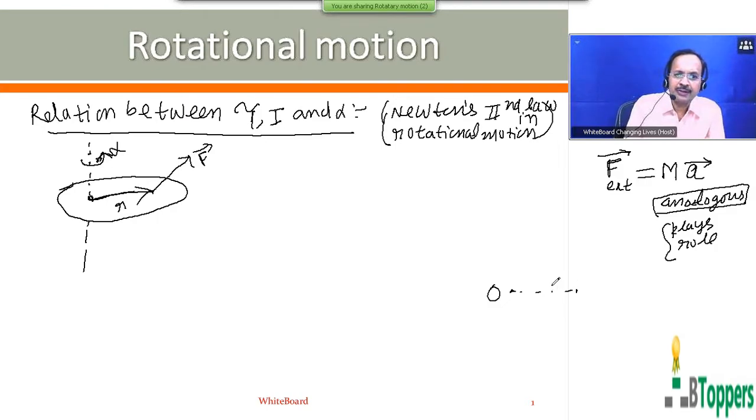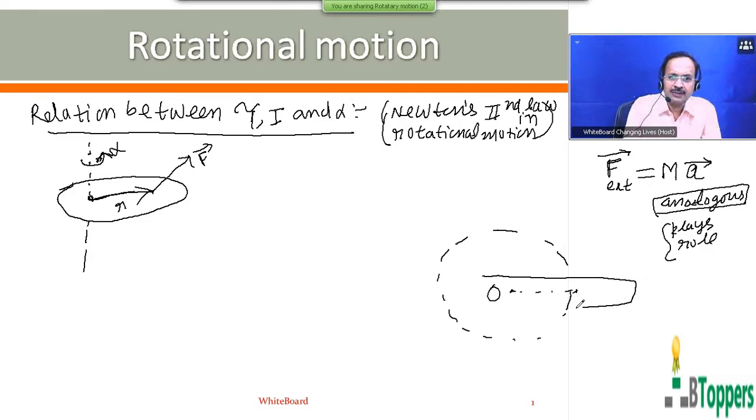As I discussed in the past, when the rigid body performs pure rotational motion about a fixed axis, every particle of the rigid body moves in a circle, and the centers of all the circles lie on a fixed straight line, which is called the axis of rotation.